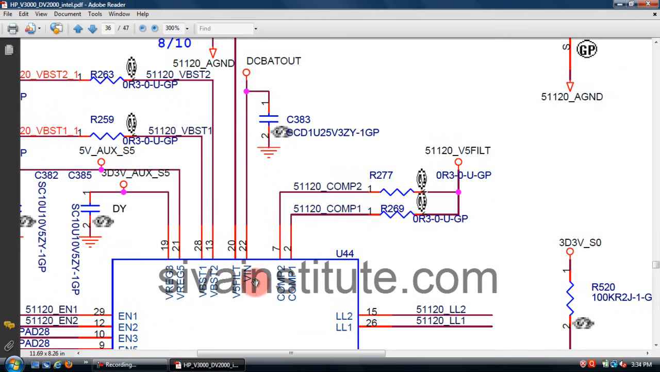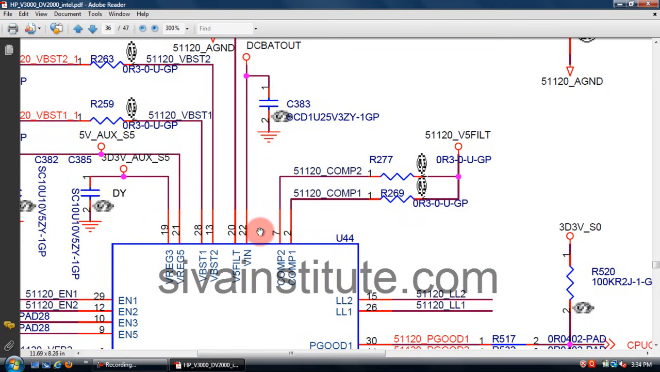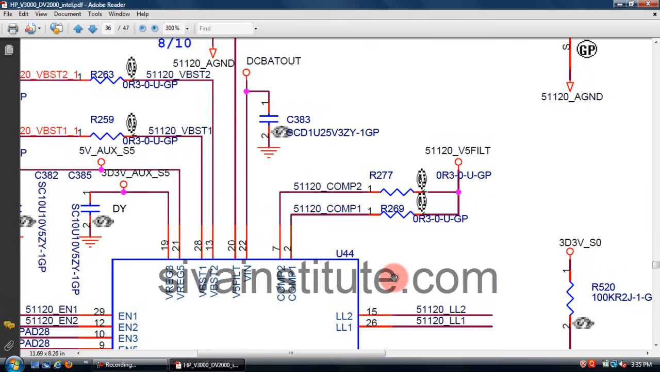When you give voltage to pin number 22, output will come out from pin number 19 and 21. If there is no output voltage at this point, you should check pin number 22. If this voltage is OK and there is no voltage at this point, change this IC. This is 5 volts and 3.3 volts. No output 5 volts and 3.3 volts, we will see some other circuits.